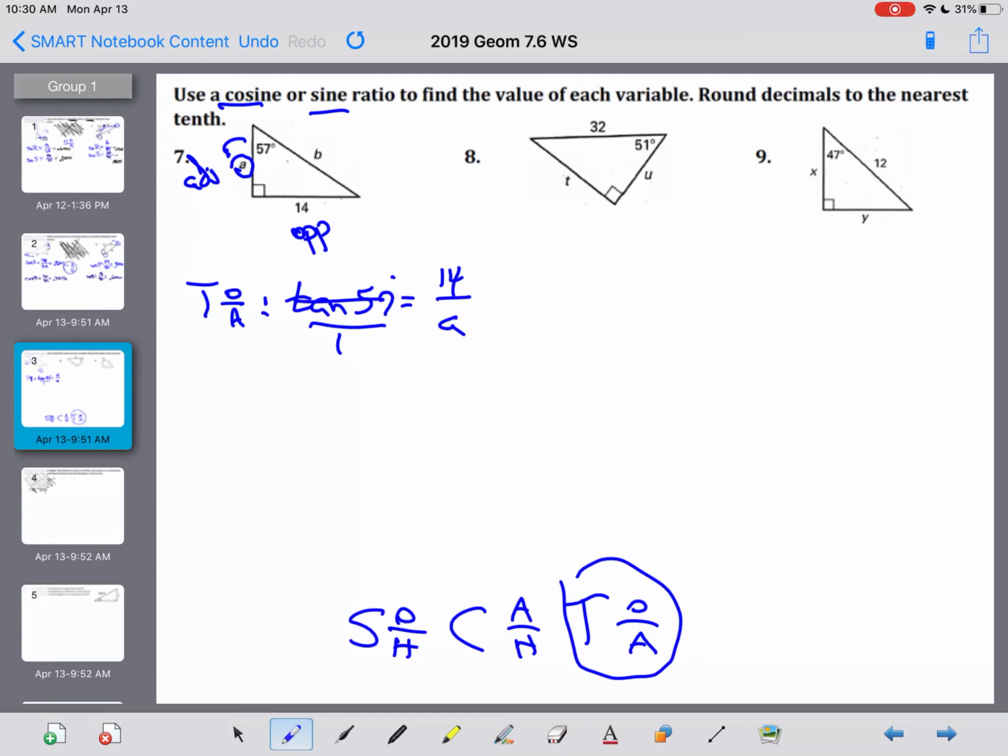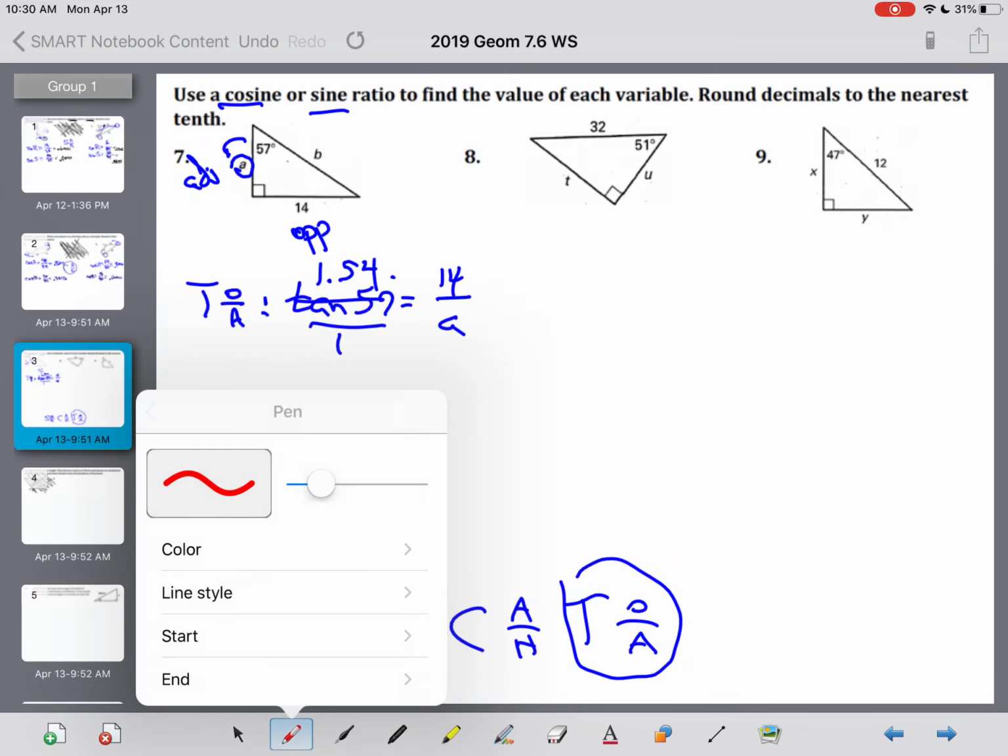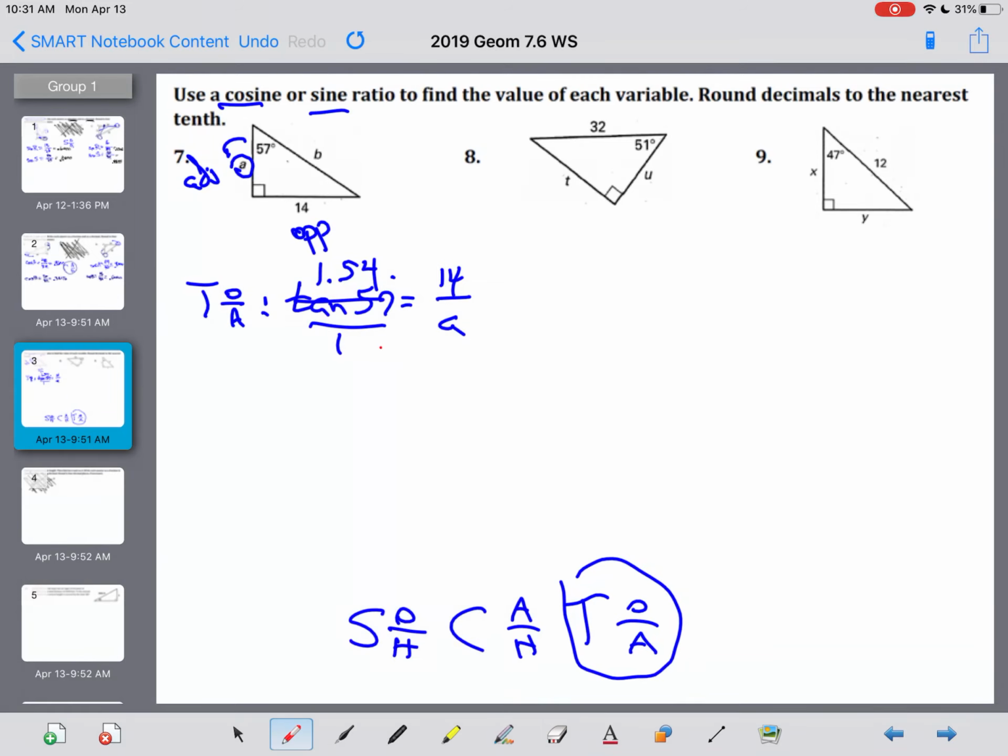I'm going to do the tangent of 57 on my machine. I get 1.54. Then I'm going to switch over here to do 14 divided by 1.54. That's going to give me about 9.1.